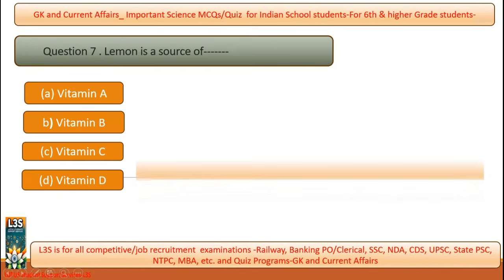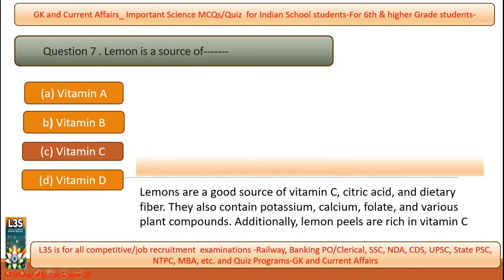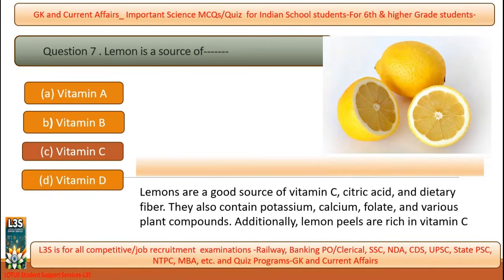Question 7. Lemon is a source of vitamin A, B, C or D. Which one is correct? It is C, vitamin C. Lemons are a good source of vitamin C, citric acid and dietary fiber. They also contain potassium, calcium, folate and various plant compounds. Additionally, lemon peels are rich in vitamin C. So lemon is a source of vitamin C.